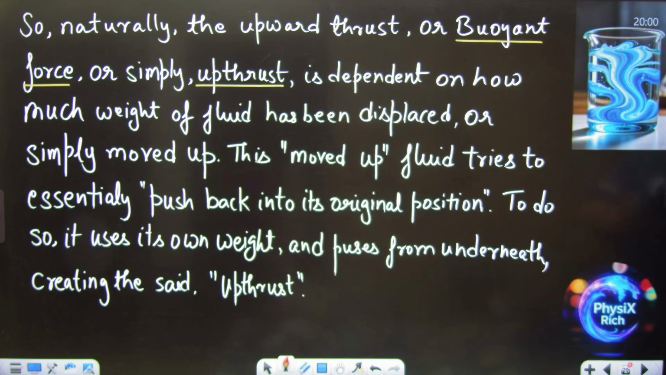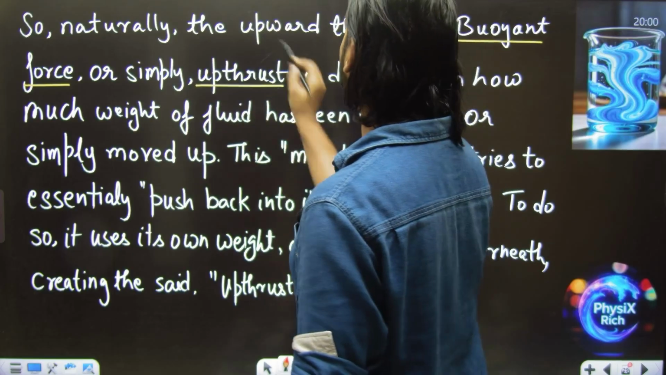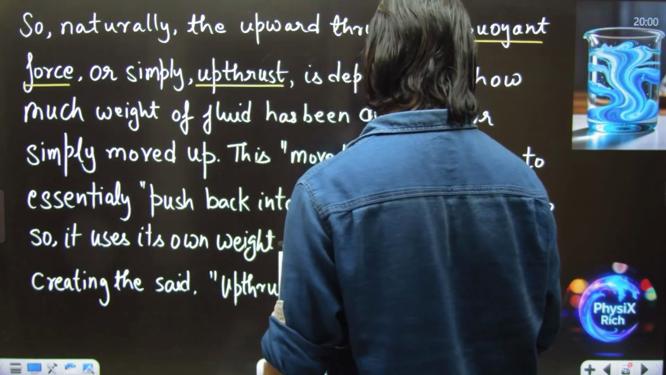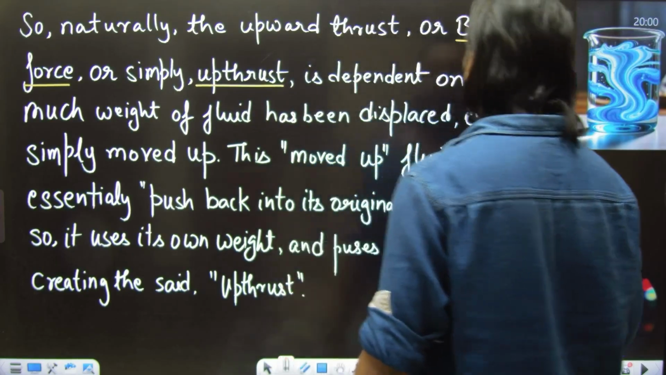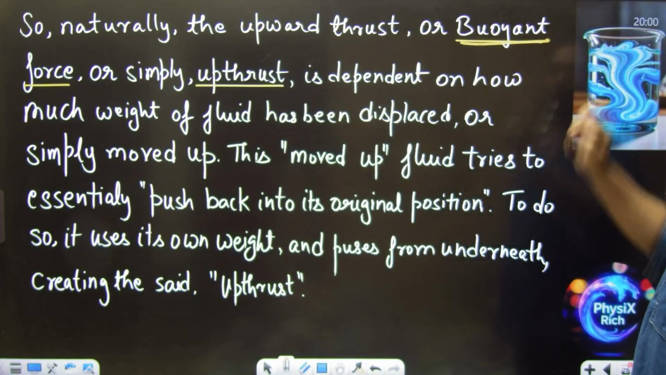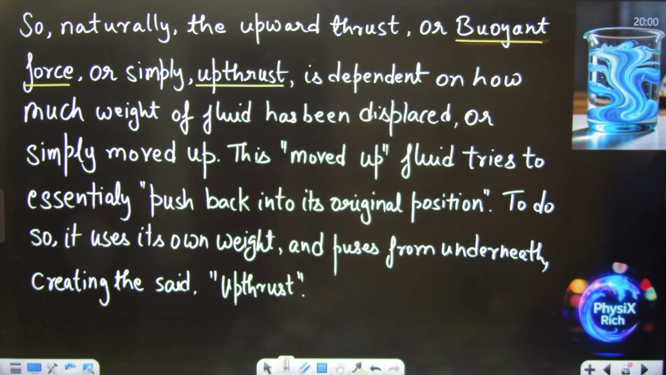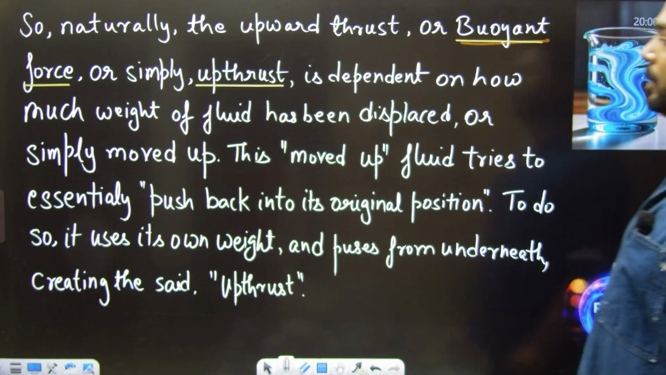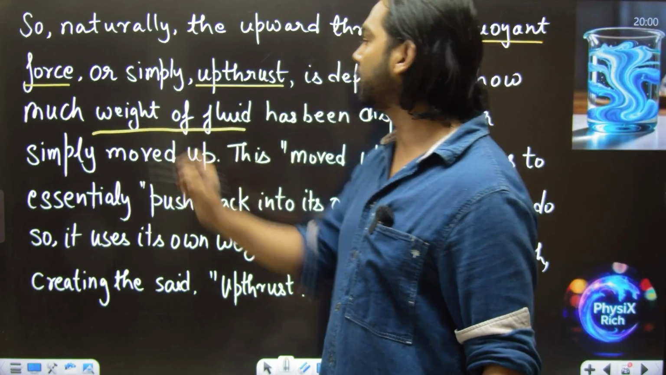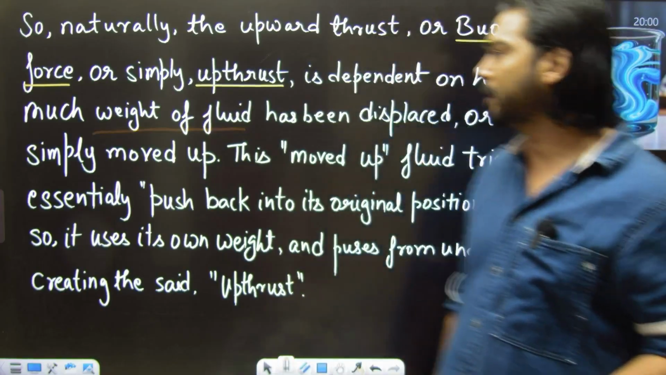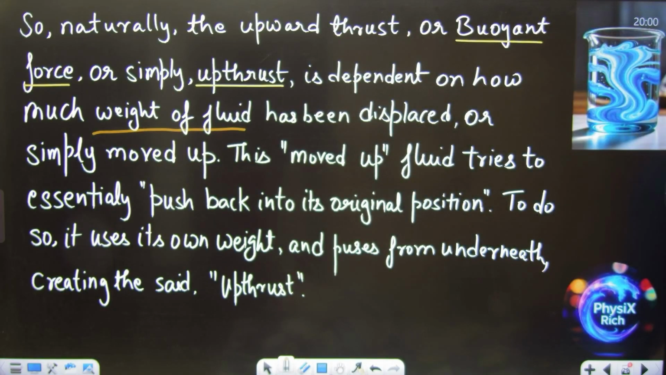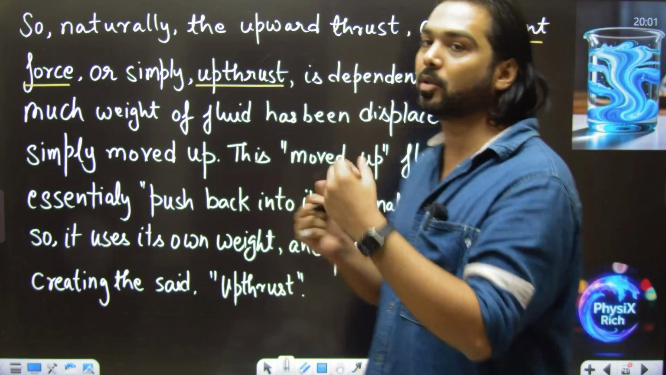All right. Now, we will try to understand this even better. The upward thrust, upthrust, these are the same words, same meanings. This is called the buoyant force, and it depends on how much is the weight of the fluid that is moved or displaced. Now, this fluid, as it has been moved out, tries to come back into its original position.